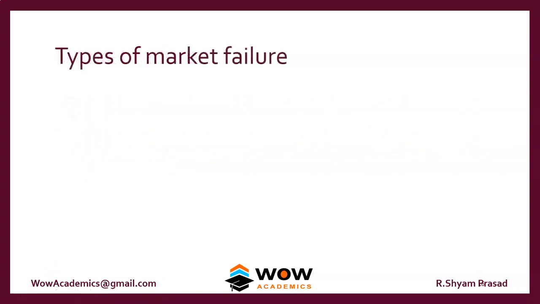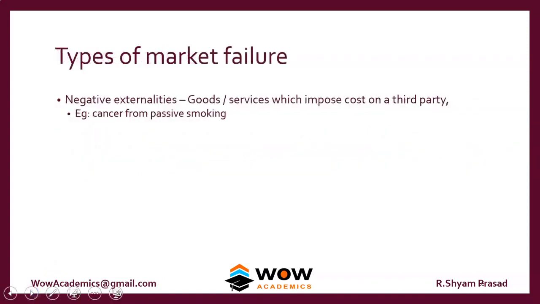We'll see a few examples of market failure. One is negative externalities. Externalities refer to the unintended consequences which the company never tried to cause, but still those things are occurring. So sometimes a company might promote cigarettes, but cigarettes might cause cancer. That is a negative externality. Cigarette companies are predominantly aiming to sell more cigarettes, but that causes cancer. So somewhere the government should come in and prevent this kind of problem.